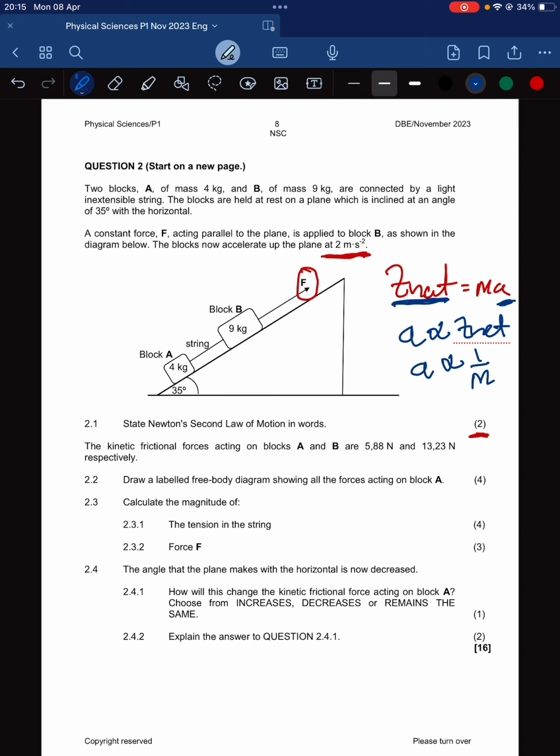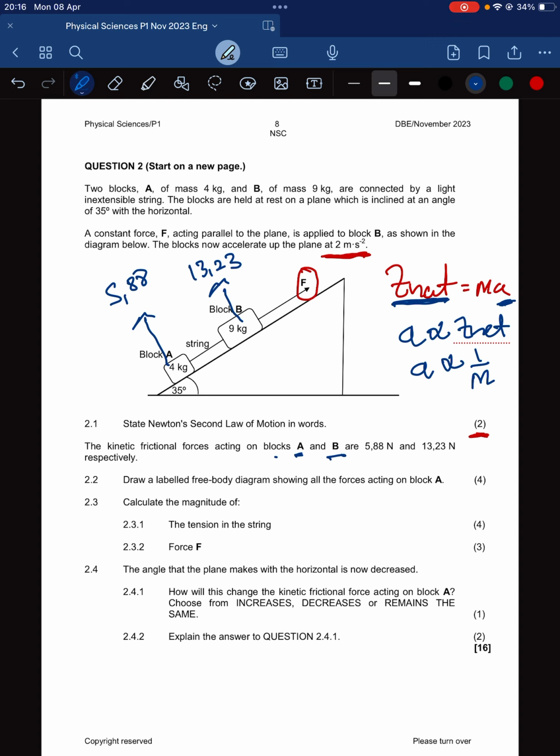The kinetic frictional force acting on block A, which is this one, and B, which is this one, is 5,88 and 13,23 respectively. So for this one, we have 5,88, and for this one it is 13,23. All right, so these are the kinetic frictional forces acting on them, okay?